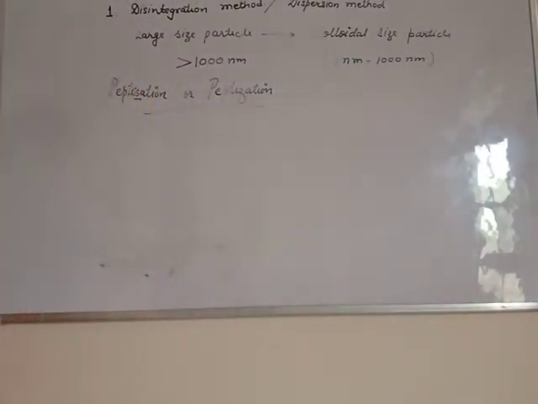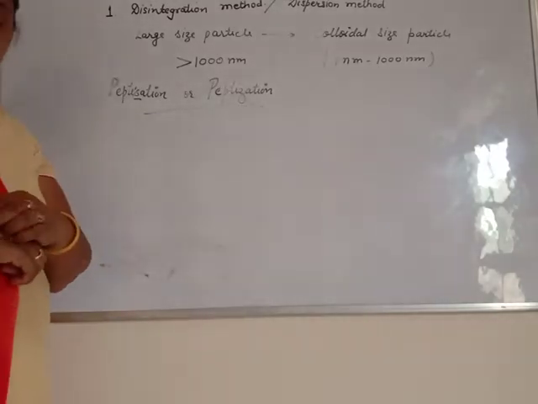Precipitation means an insoluble salt is obtained when two soluble salts or two liquids are mixed together. When two liquids are mixed together, an insoluble component is obtained, that is known as precipitate. But here it is the reverse phenomenon of precipitation, meaning freshly prepared precipitates are dispersed into dispersion medium with the help of some electrolyte. That electrolyte is known as peptizing agent.